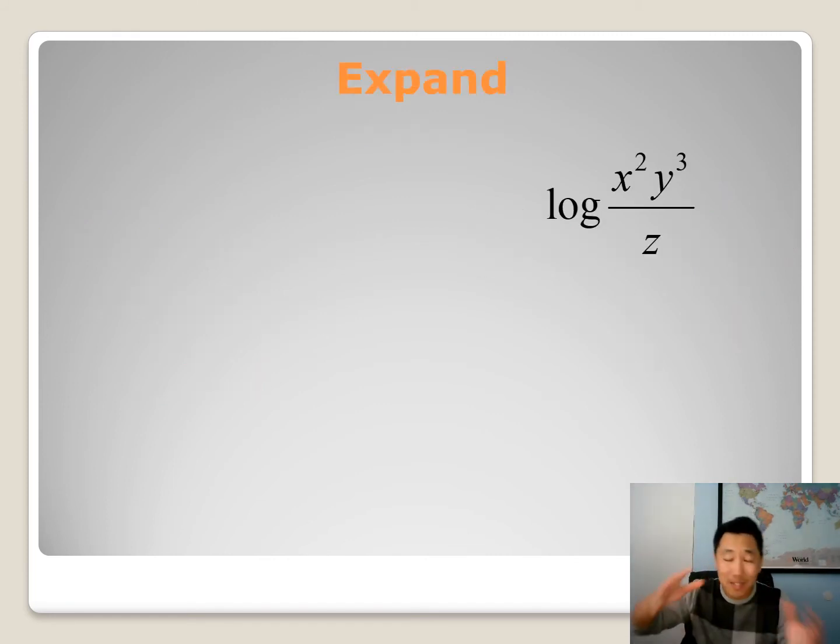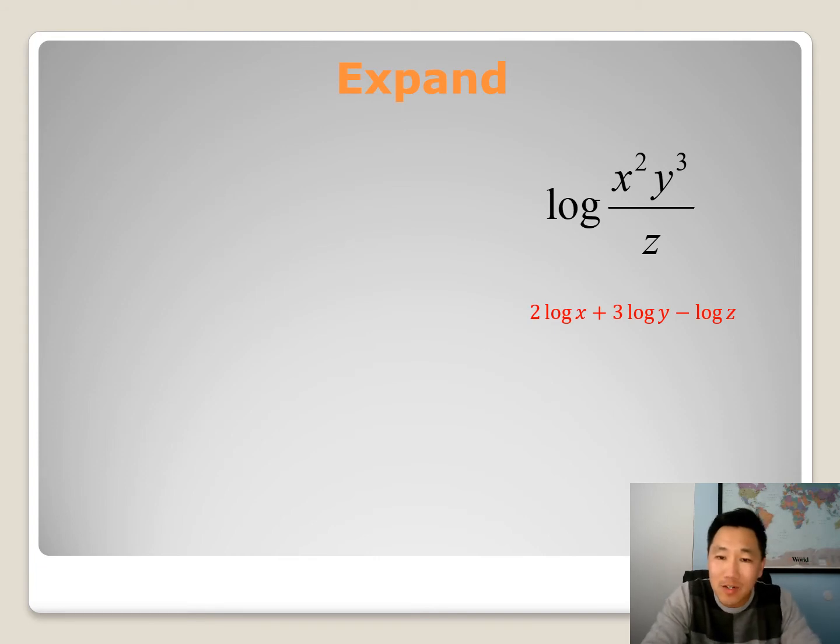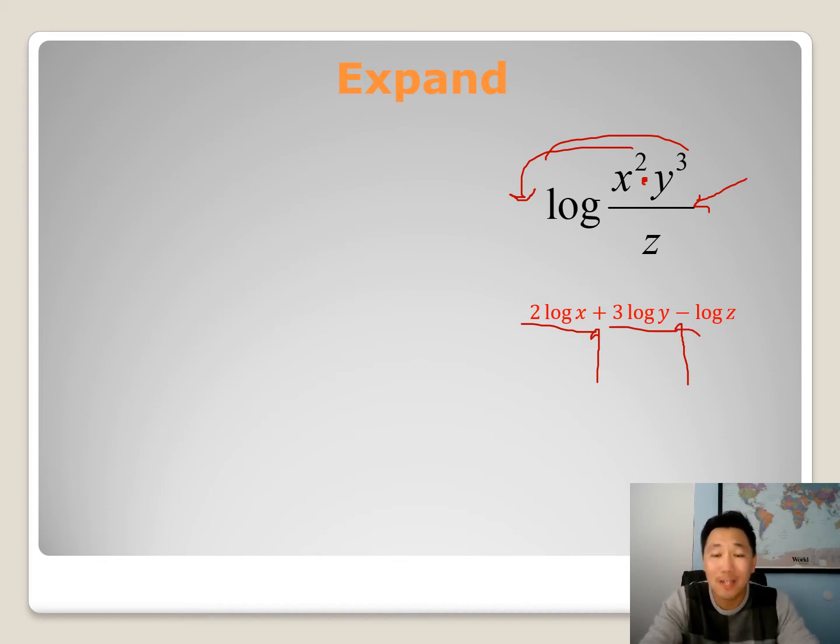Let's do the opposite now. What if I give you one log and I ask you to expand it out? Because that might be useful too. Take one log and then turn it into a whole bunch of logs. Let's look at the first one. I can come straight to the answer. The 2 that's up here goes to the front for the x. The 3 goes to the front for the y, and it's separated by a plus sign because they are multiplied together. And then this divide means subtract by z, log z. All right, so that's expanding them.